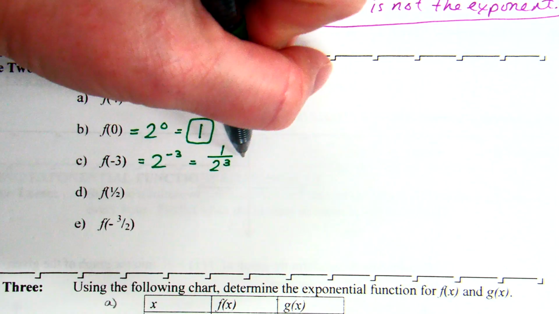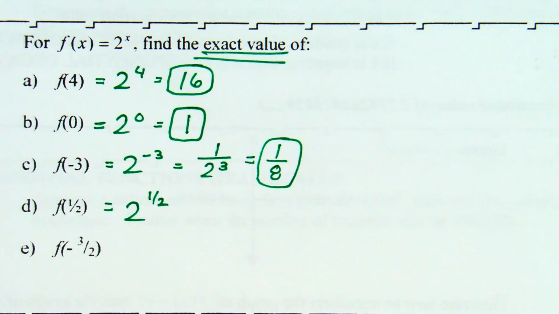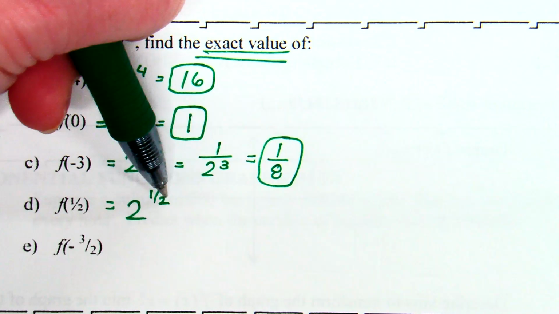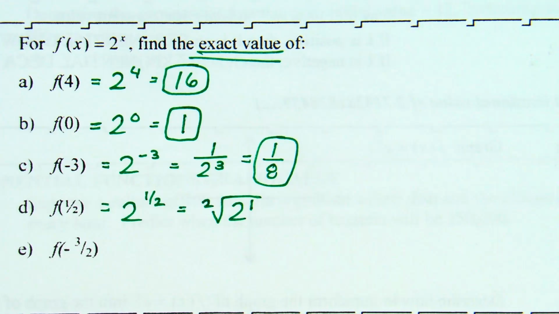F of 1/2. So that means this is 2 to the 1/2. Do I remember what a fraction does? A fraction is a root. Remember, the top of the fraction is your power. The denominator of your fraction is your index, so that tells you what kind of root it is. So if this is a denominator of 2, that tells me that this is a square root. So officially, this is the square root of 2 to the first. I don't normally write it like that, but I want you to realize, where is that 1/2? The 1 is the power, the 2 is the index, or the root. So it's the square root of 2 to the first.